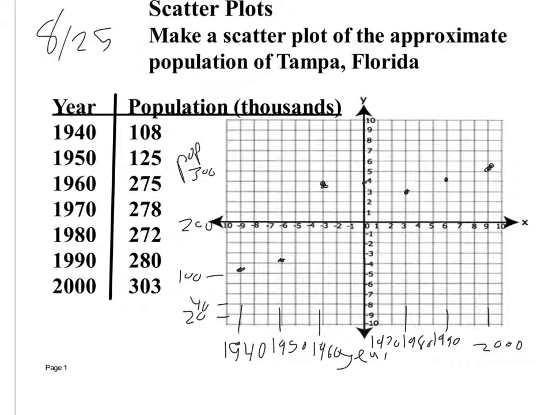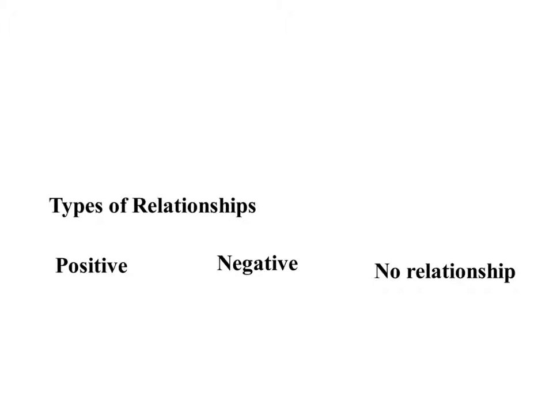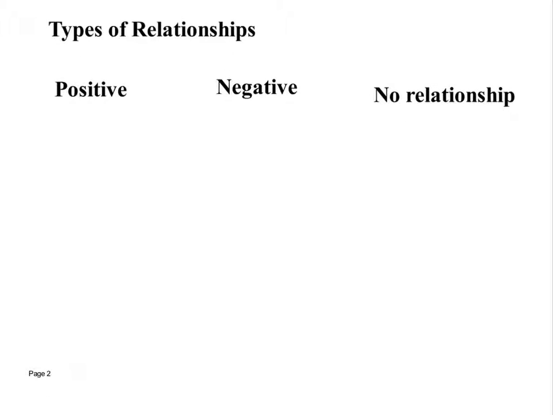So by making a scatter plot, you can look at the data. It's a whole lot better than looking at these numbers. Numbers don't always make sense until you start looking at them in a visual way like this on a graph. It makes it a whole lot easier. All right, what I want you to do is write down types of relationships. Underneath that, write positive, negative, and no relationship. And in a minute, we will demonstrate what that looks like.